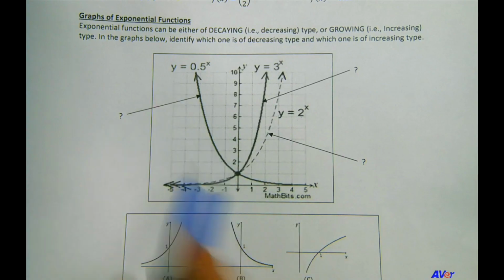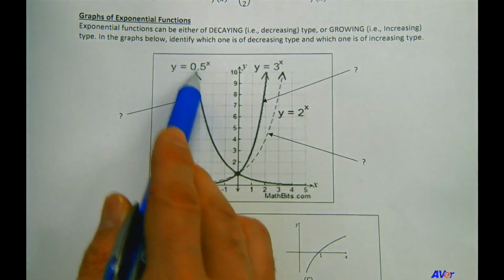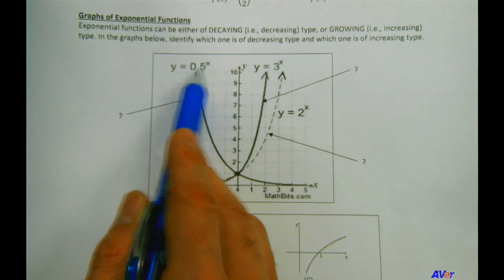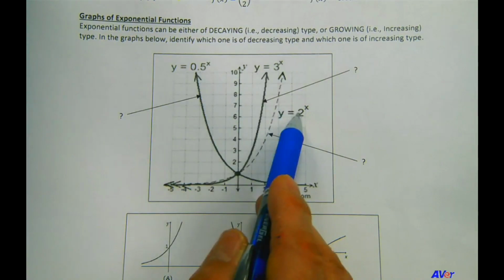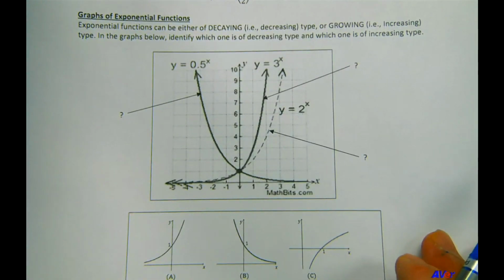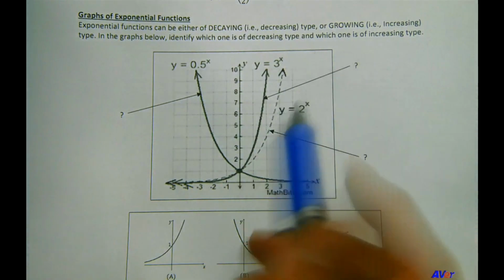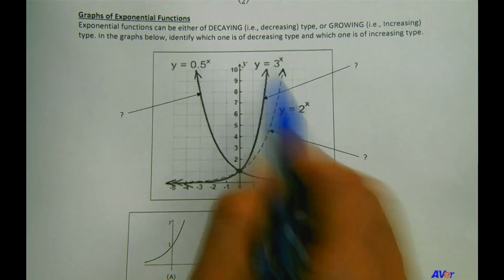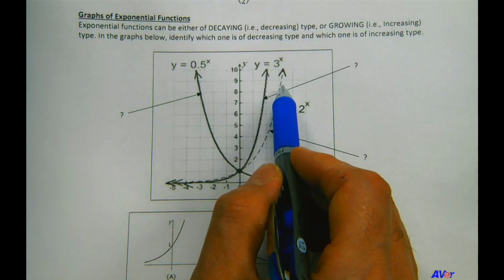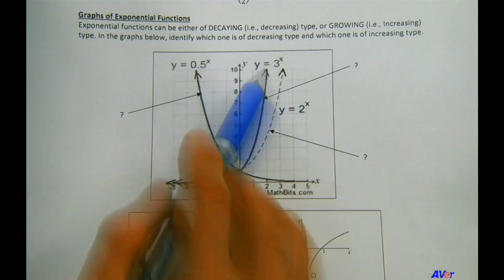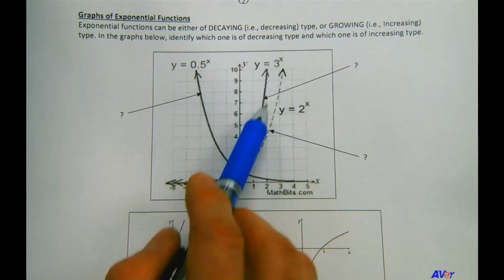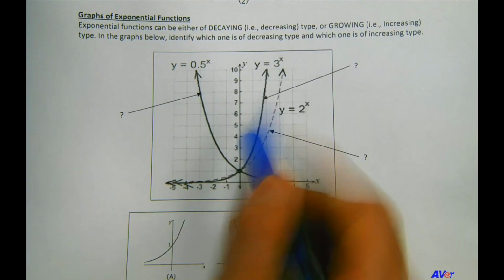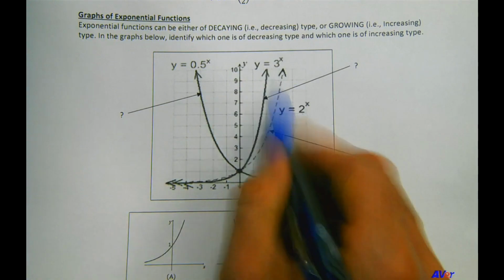And here an interesting pattern is happening. If you compare the bases of these exponential functions, I'm talking about 0.5, 3, and 2, there's a very significant pattern here. The pattern is this: if the base of an exponential function is larger than 1, just like the 2 to the x power and 3 to the x power, if it's any number larger than 1, you're going to have a rapidly growing exponential function.